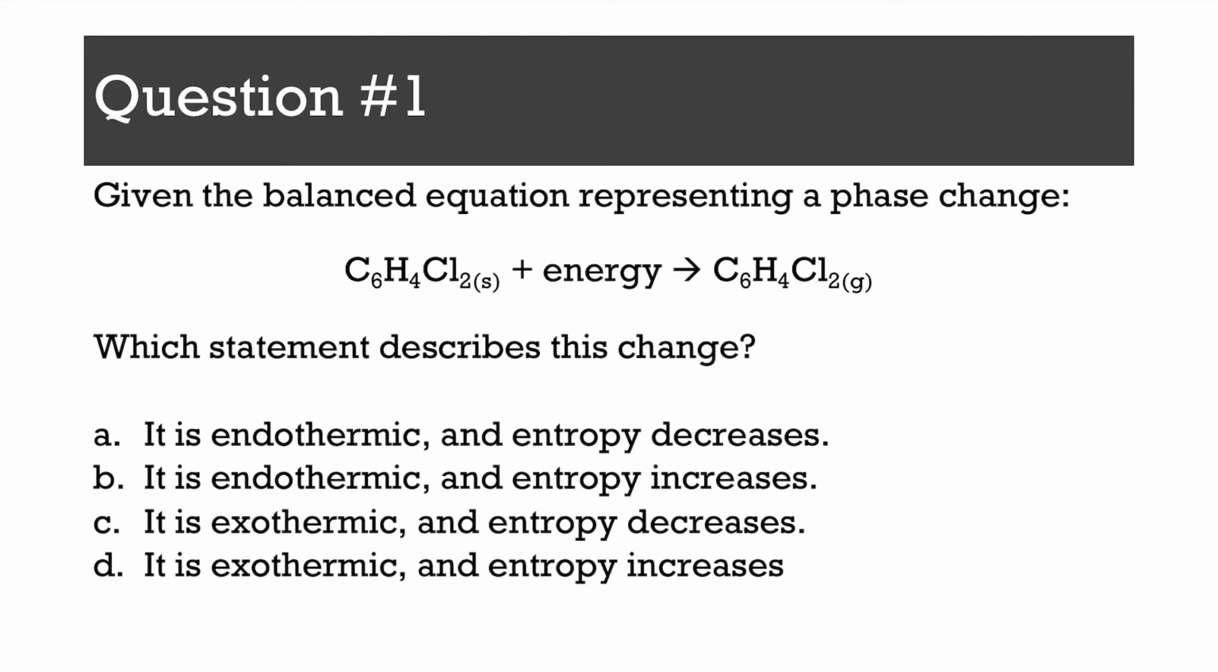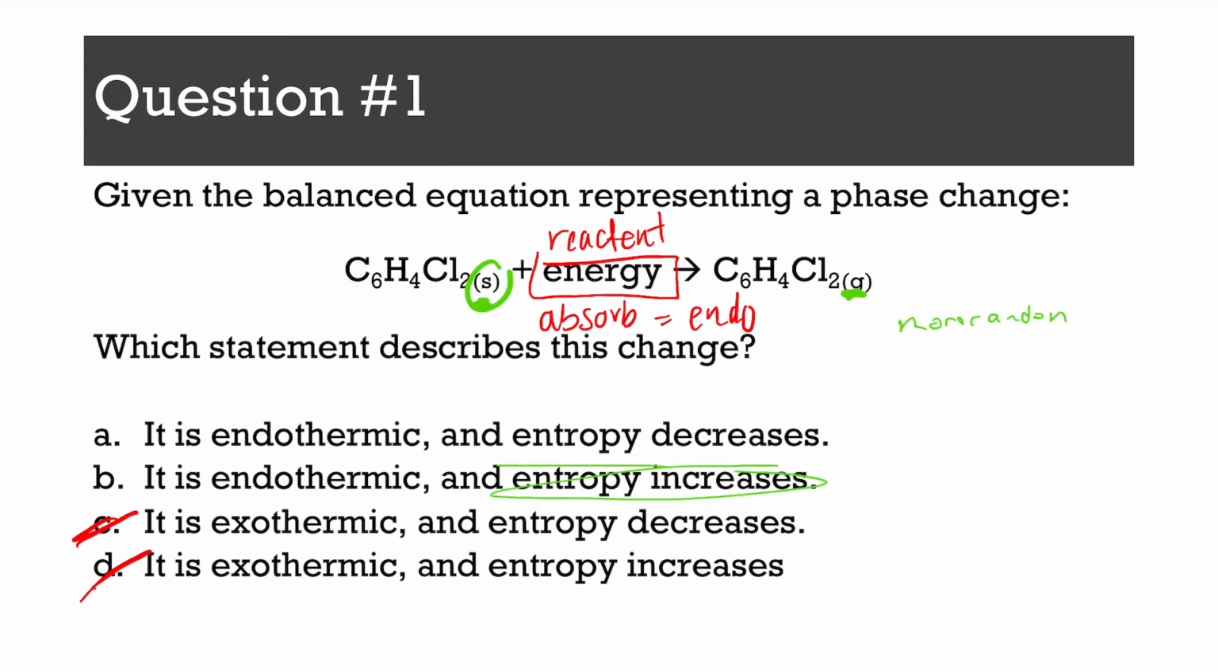You have given this balanced equation, describe the change. And so we have to figure out if it's endo or exothermic, and then what happens to the entropy. And so you'll notice we have energy as a reactant. And so if you have energy as a reactant, that means it is absorbed, which means it is endothermic. So we can get rid of C and D. And then we have our phases, a solid to a gas. We're becoming more random. So your entropy increases, making our answer B.